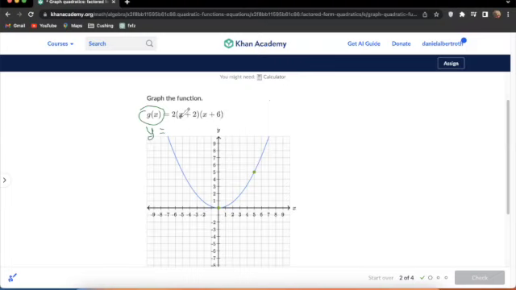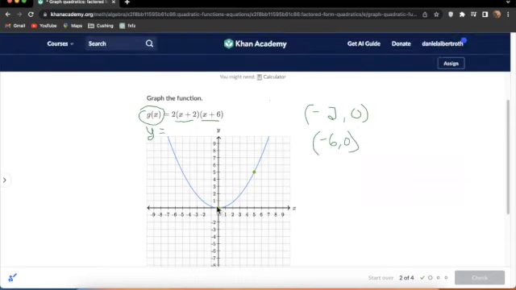So looking at the way that the function is written, I know that I can plug in -2 and -6. If -2 is an x value, the y value is 0. And if -6 is an x value, the y value is 0. So I know that these are 2 points on this quadratic graph, 2 points that are on the function.